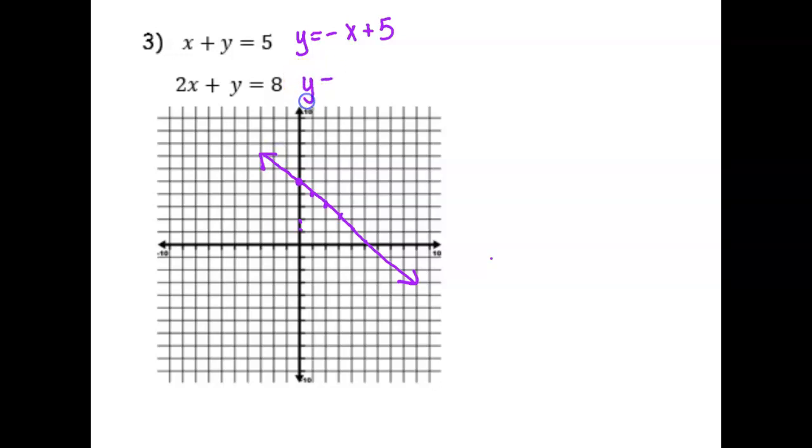All right, and this one, y is equal to negative 2x plus 8. So 5, 6, 7, 8. Now our slope is negative 2, so we're going to go down 2 and over 1, down 2 and over 1, down 2 and over 1. There's our intersecting point right there. Okay, it's at 1, 2, 3, 2.